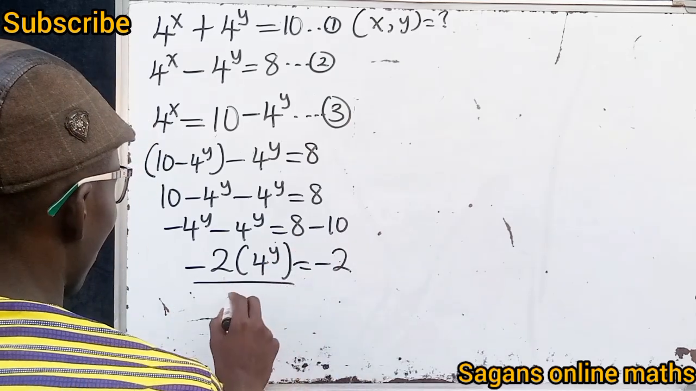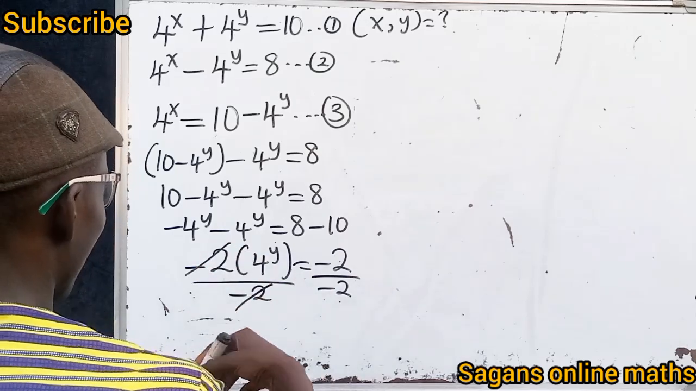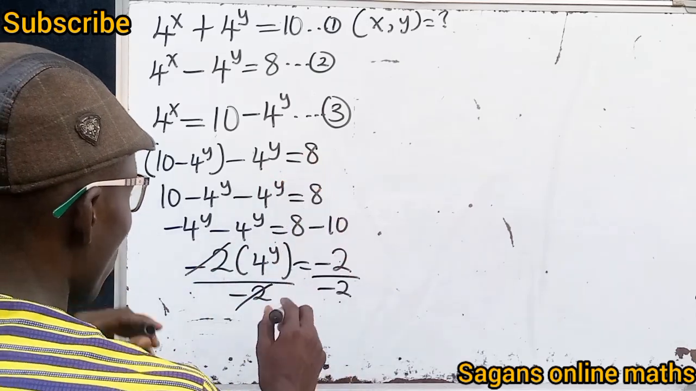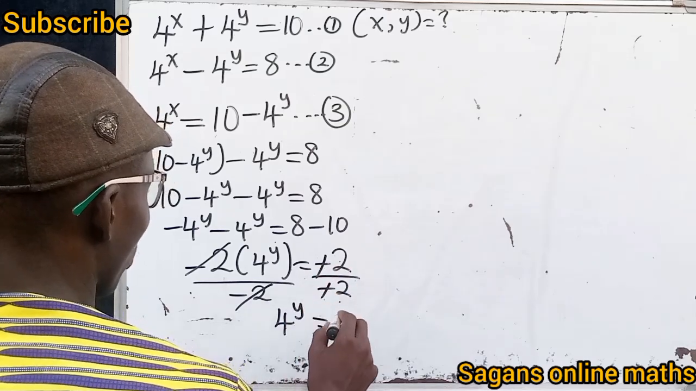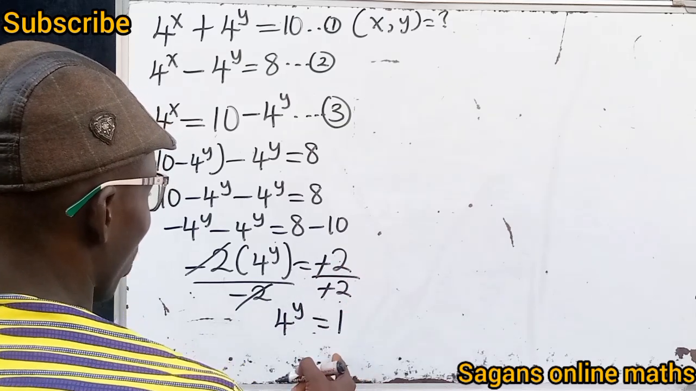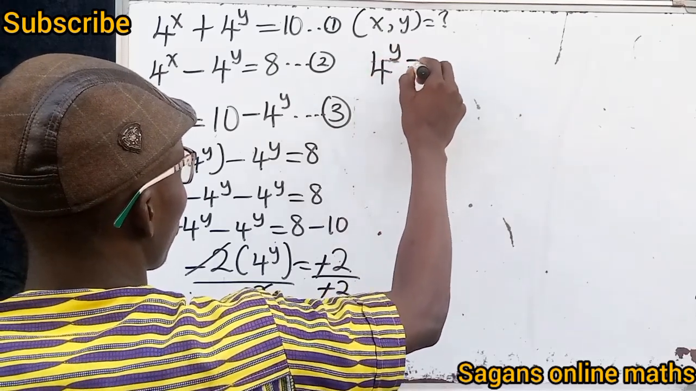Let's divide both sides by minus 2. The minus signs cancel out, so now this is 1, because 2 divided by 2 is 1. Now what you are left with is 4 raised to the power of y equals 1.